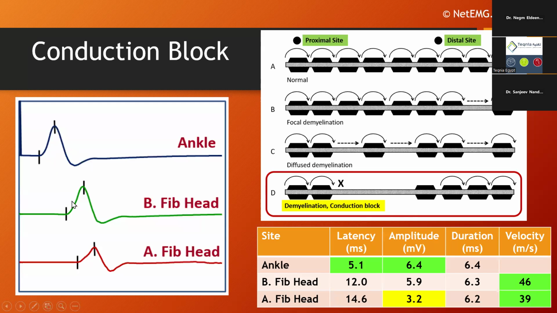So you can see from ankle to below fibular head, you have got almost the same response with a delayed latency. But above the fibular head, there is no change in the duration, but the amplitude is significantly reduced. The velocity may also be mildly reduced when the conduction block is severe. What is different is that the shape of the waveform looks normal. In demyelinating conditions, the waveform looks different. So it's always very important to look at the waveform of the potentials in the nerve conduction studies and not just look at the absolute numbers.